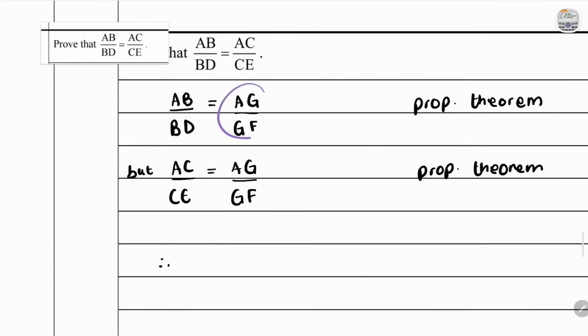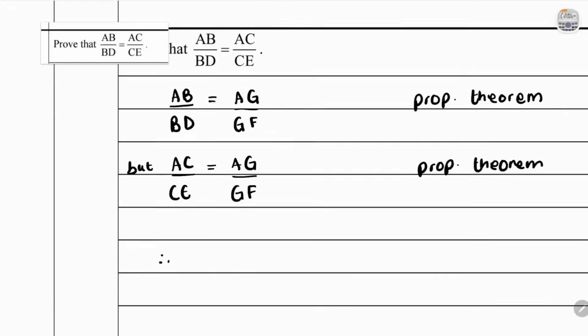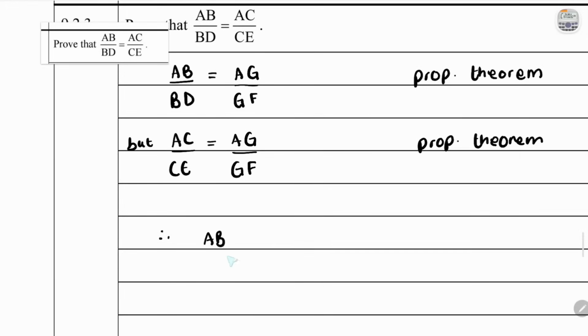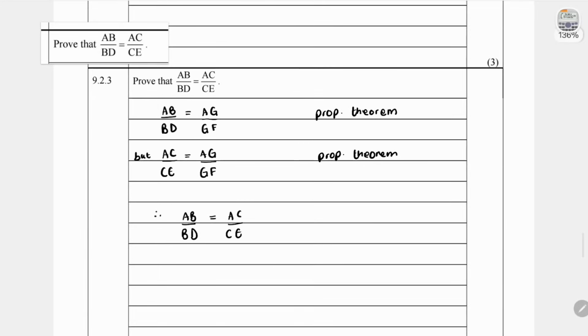Because they're both equal to the same thing, then they are also equal. So therefore, that concludes that AB over BD is indeed equal to AC over CE. And that is our answer.